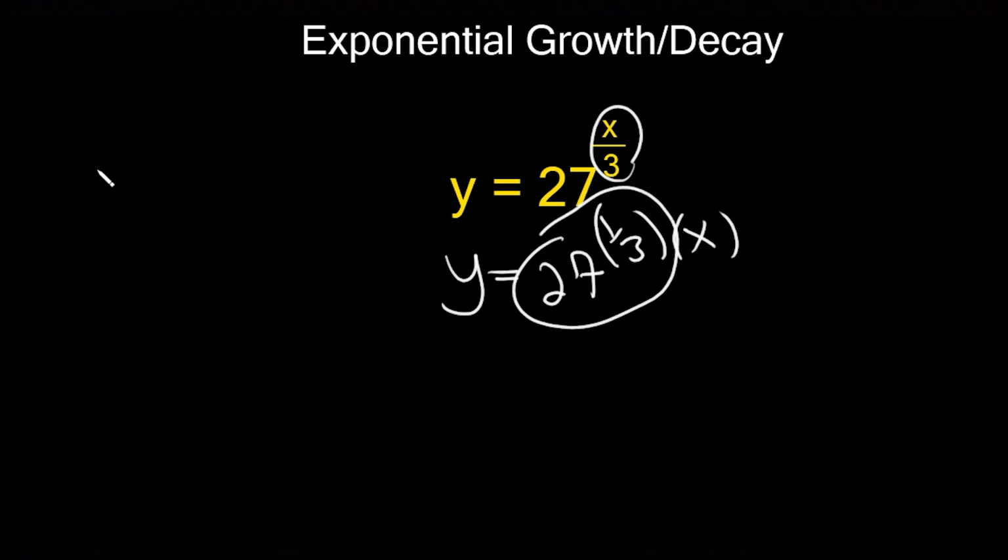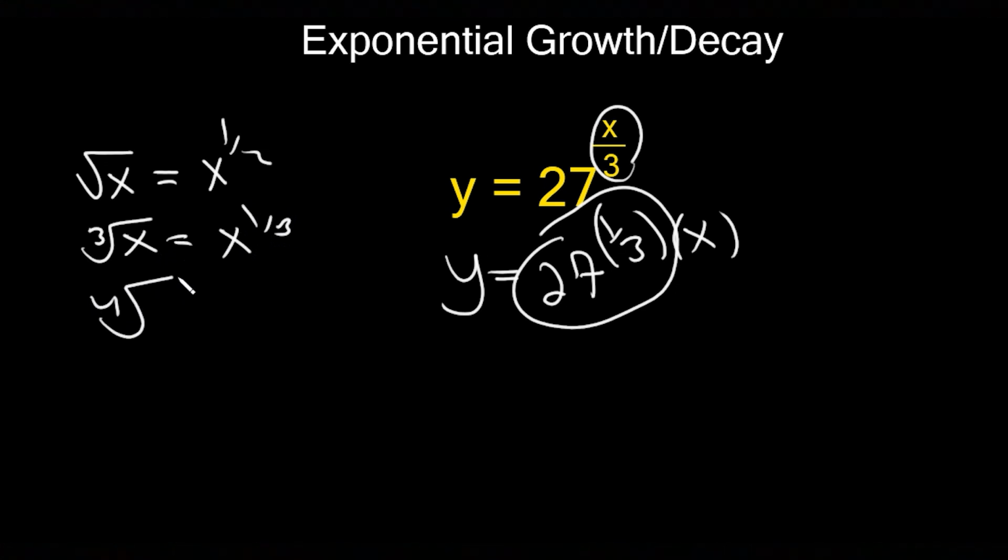So for example, if you have a square root, like the square root of x, that's really going to be x to the half power. Or if you have a cubed root of x, that will be x to the 1/3. Or if you have a fourth root of x, that will be x to the 1/4, and so on. So what's actually going on here, when you have 27 to the 1/3 power, you're actually taking a cubed root here.